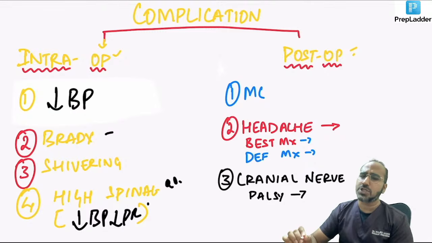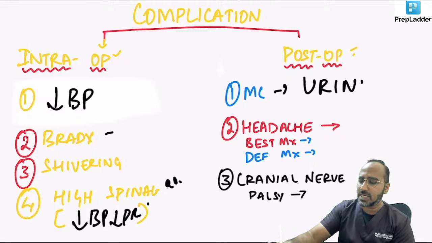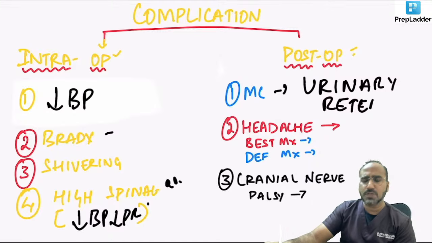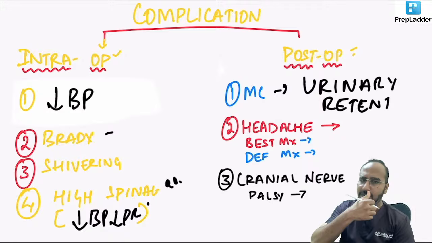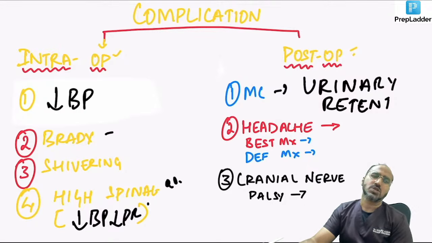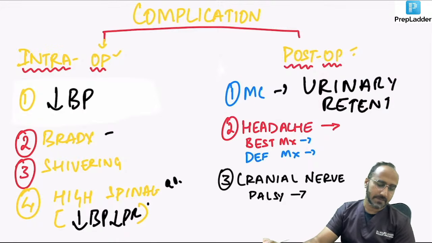The most common post-op complication of spinal anesthesia is urinary retention. That's why in order to combat this, what we do, guys, nowadays, any patient who's posted for any surgery under spinal anesthesia, what I do is I put a Foley's catheter. Even though it is a source of infection, still I put a Foley's catheter so that the patient does not develop this complication. Okay.